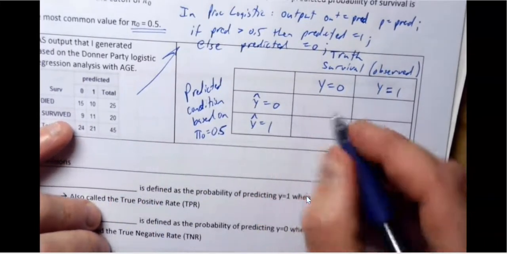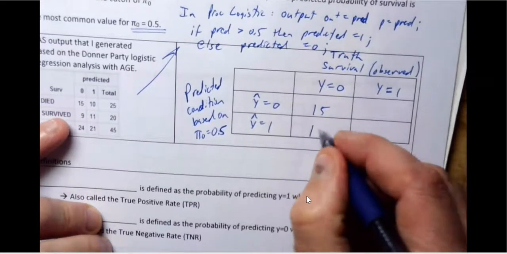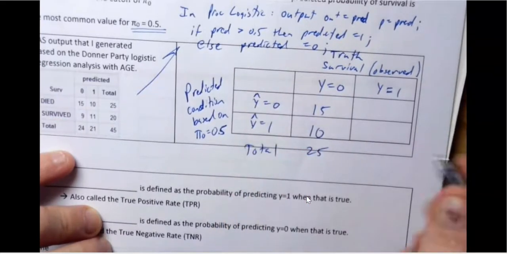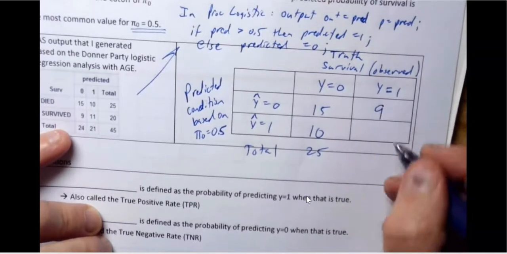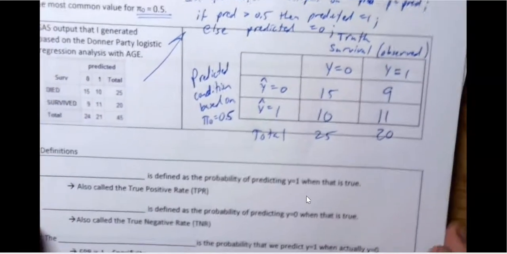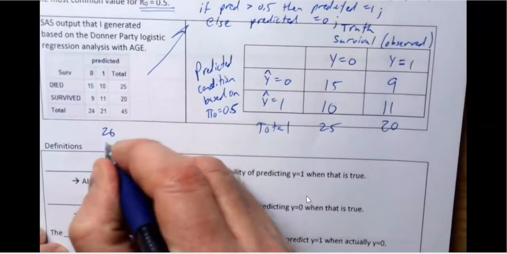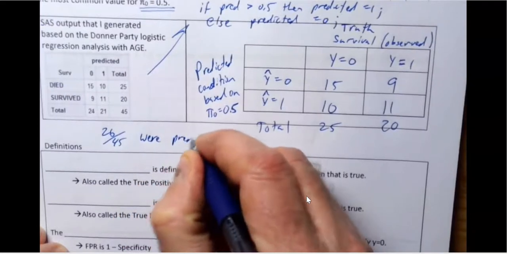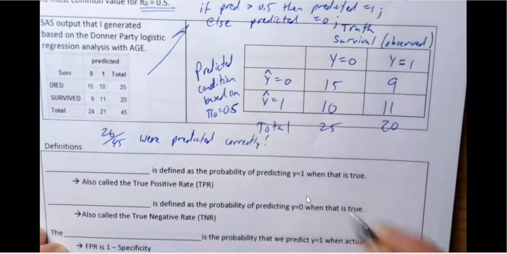So 0, 0, there were 15 of those. How many actually died that were predicted to survive? There were 10 of those, so 25 total. How many survived and actually died? There were 9 of those. How many survived and actually survived? There were 11 of those, so there were 20 total. Okay. So that's my 2x2 table. Notice from this that 26 out of 45 were predicted correctly. So not great.